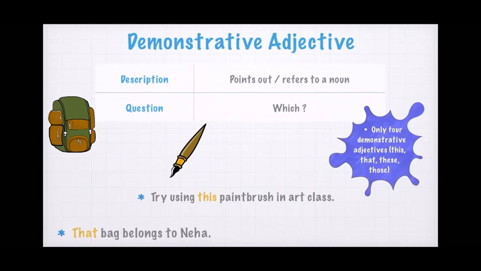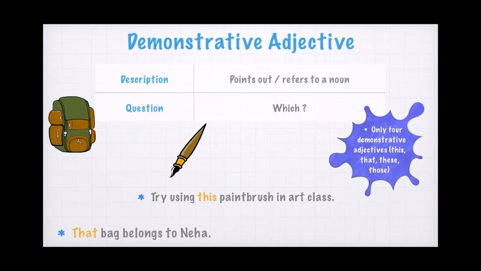Demonstrative adjective points out or refers to a noun. It answers the question which. Now there are only 4 demonstrative adjectives: this, that, these and those. Now look at the examples given. Try using this paintbrush in art class.